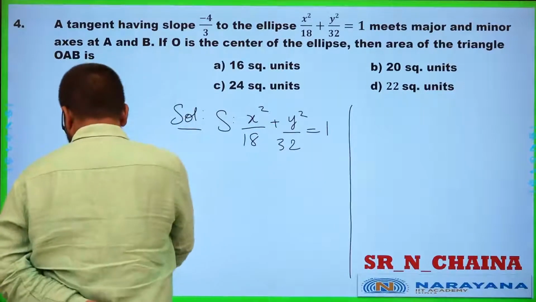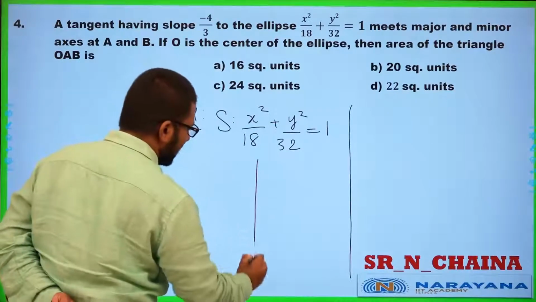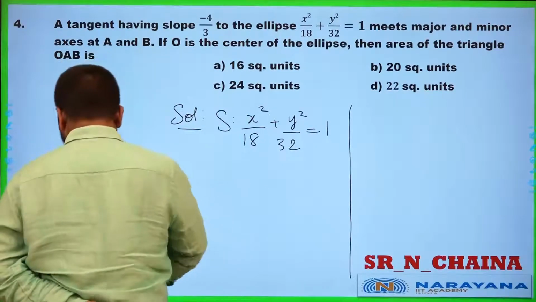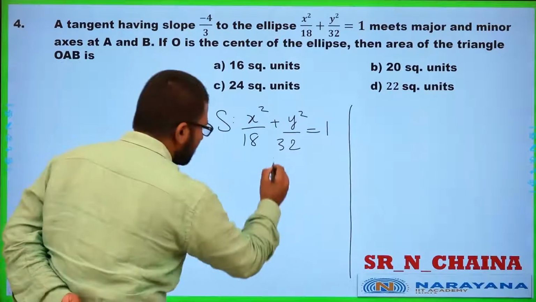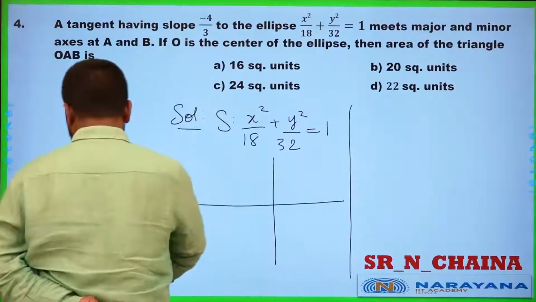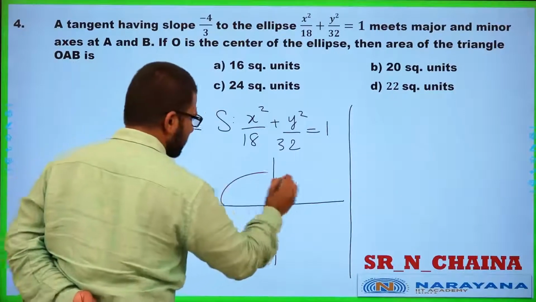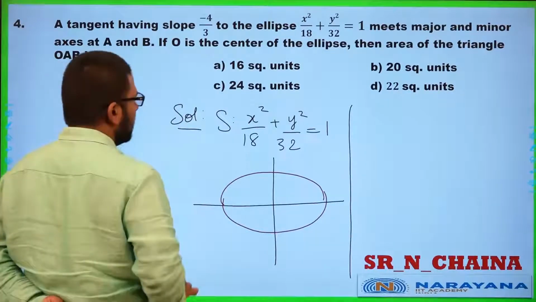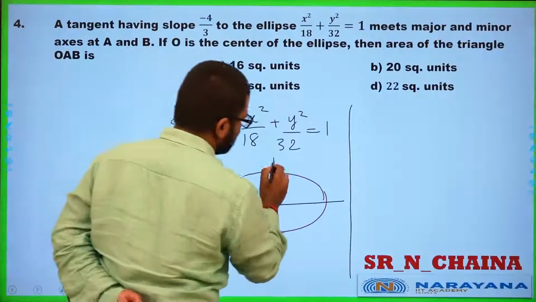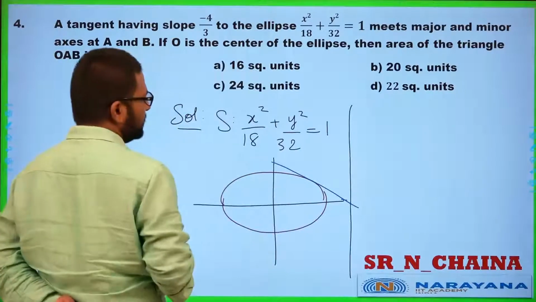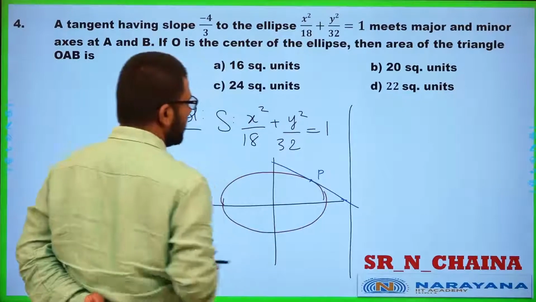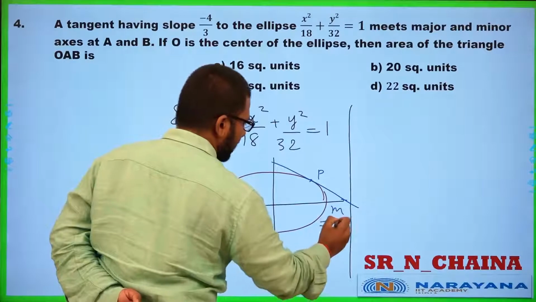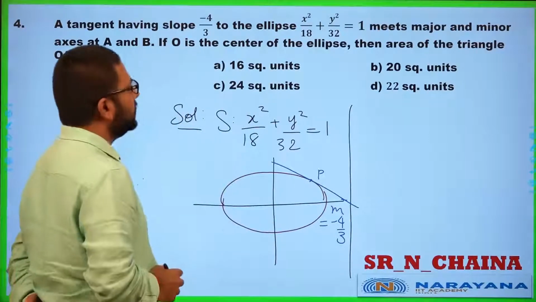We have been given a tangent to this ellipse and its slope is known, and it's negative, right? So it is something like this. Let us say it meets at P, and for this tangent m is minus 4 by 3.